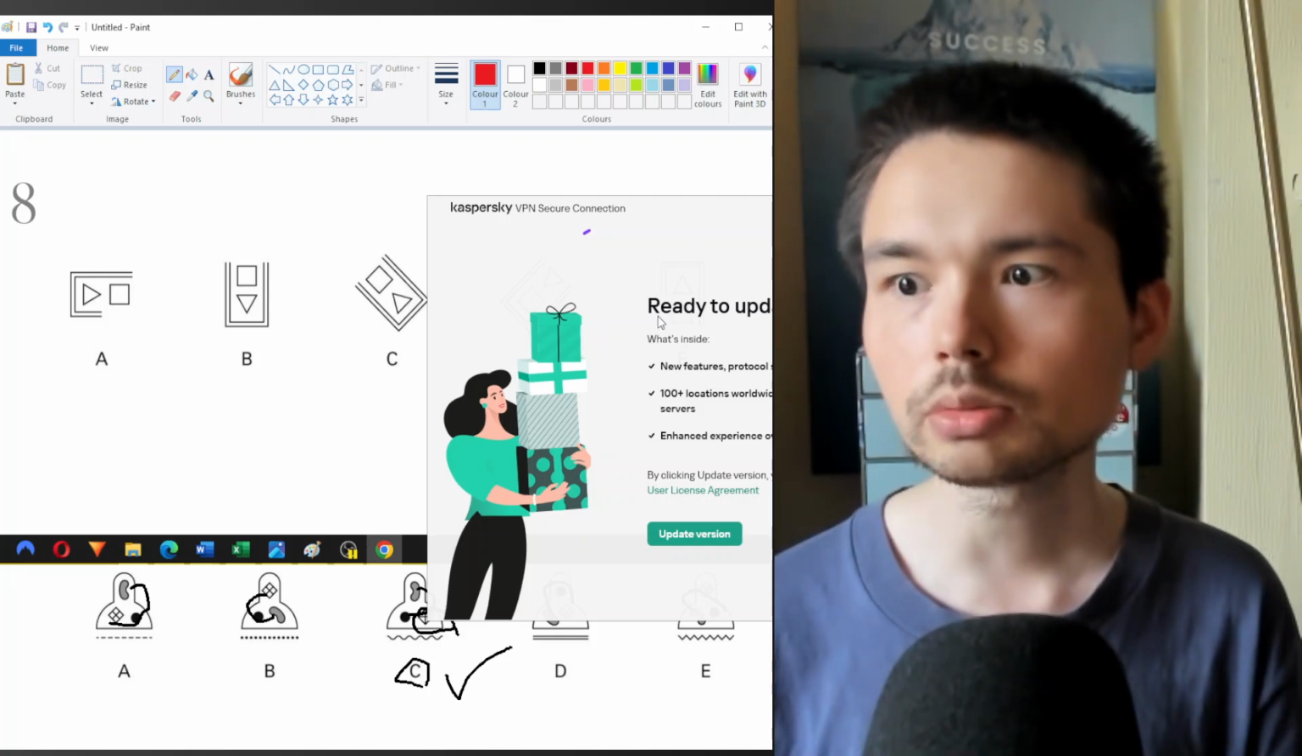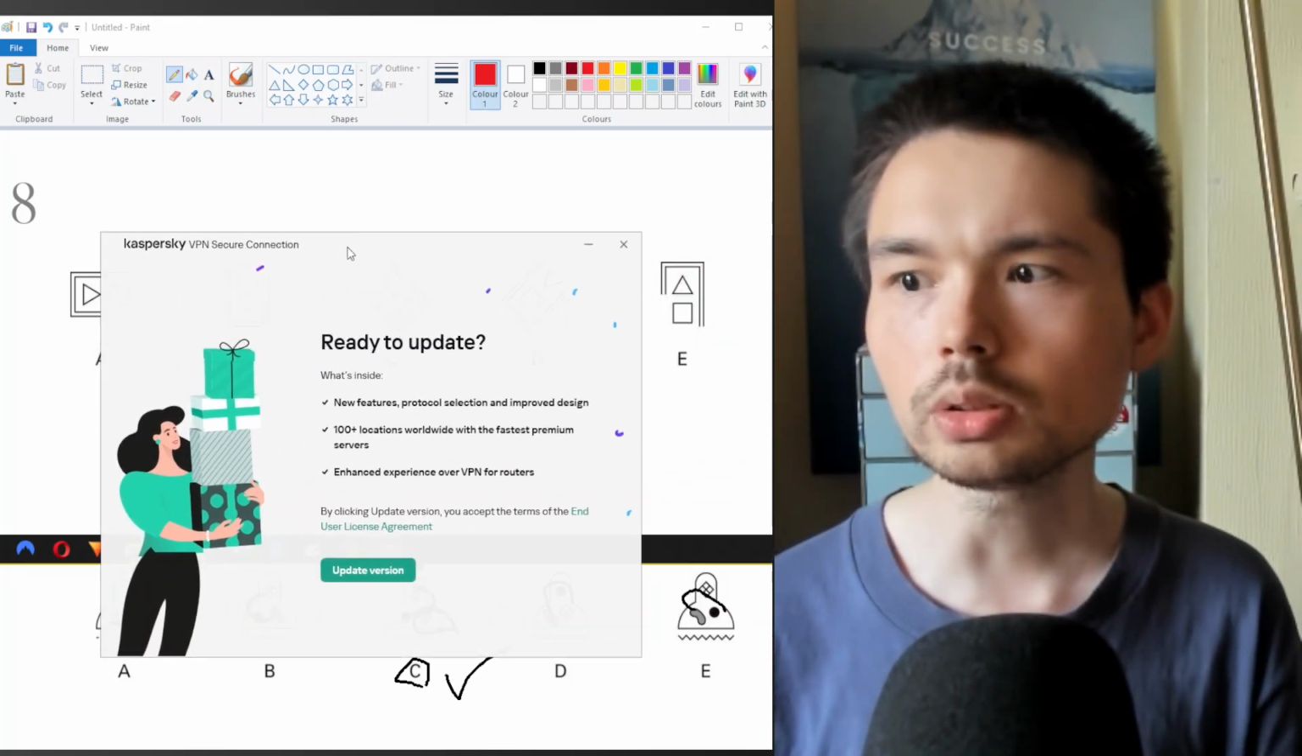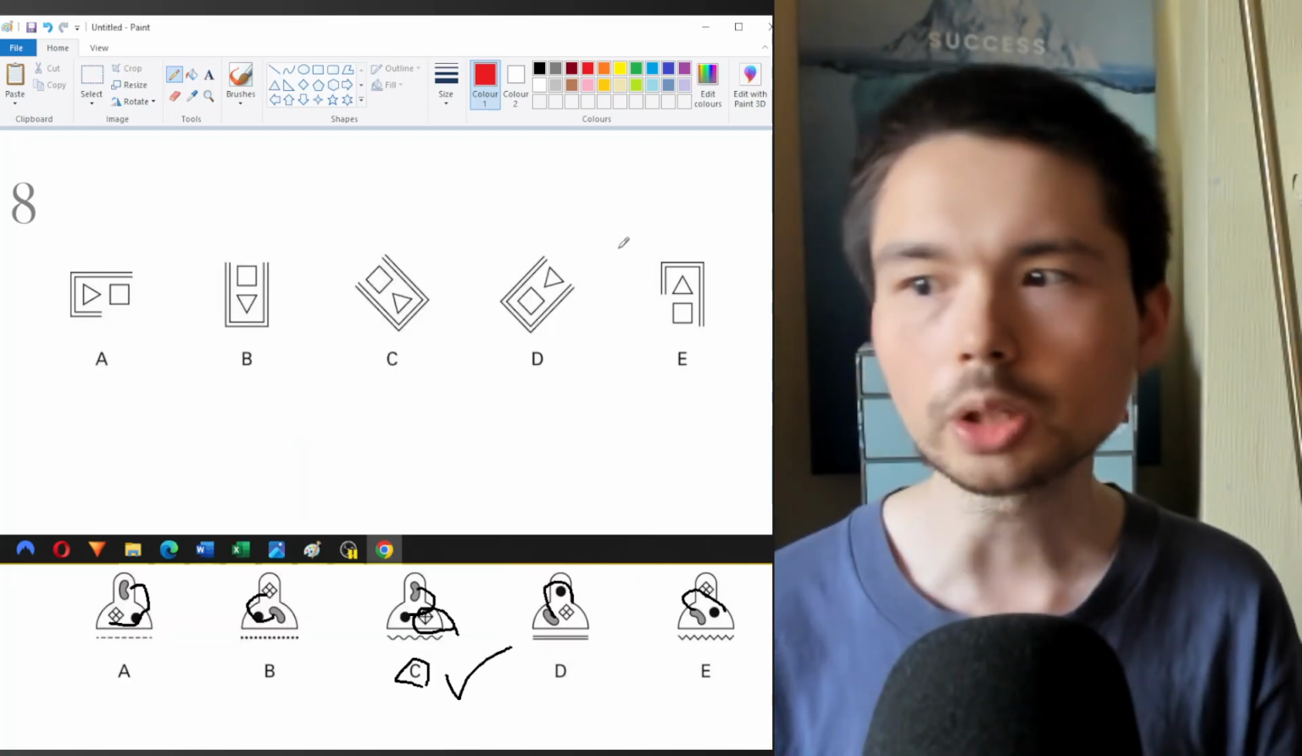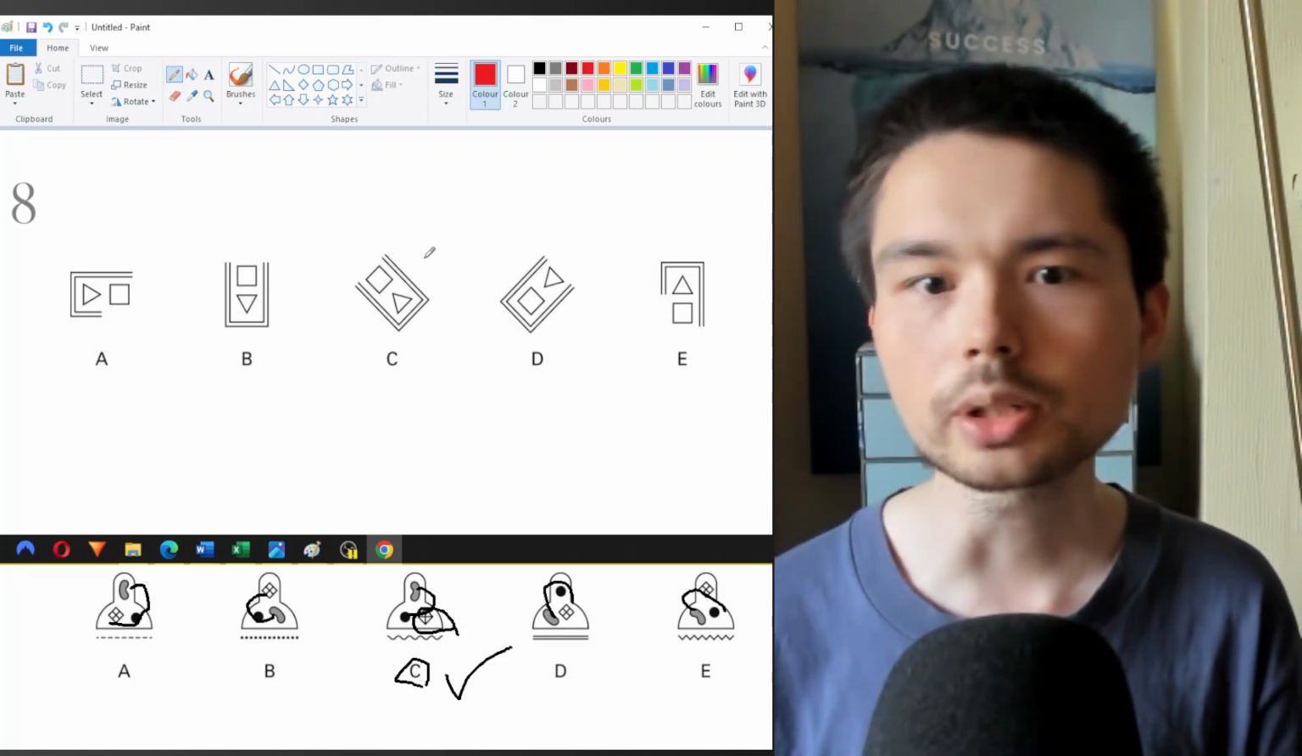This triangle. Ready to update Kaspersky? No, mate. No, not yet. I'm doing an 11 plus video. Okay, it'll still go in the video, doesn't matter.